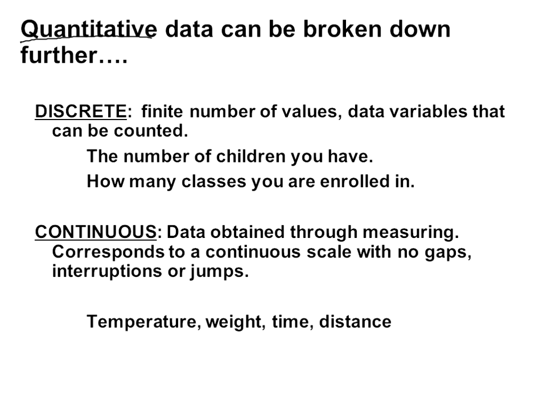Discrete data is a finite number of values. So the number of children you have, it's a whole number. You can't have half of a child. The number of pets you have, the number of classes you're enrolled in. They have to be whole numbers. It has to be countable numbers.